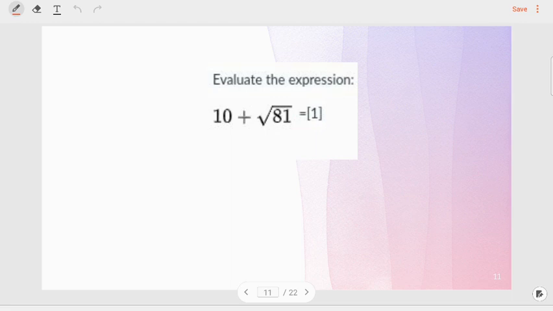Evaluating the expression 10 plus the square root of 81. Remember, I'm going to complete my order of operations: parentheses, exponents, and we're adding R for radicals. PEMDAS. So here we go. The adding is going to come last. I'm going to take care of the radical. The square root of 81 is 9. Okay, now I have to simplify 10 plus 9, which is 19.